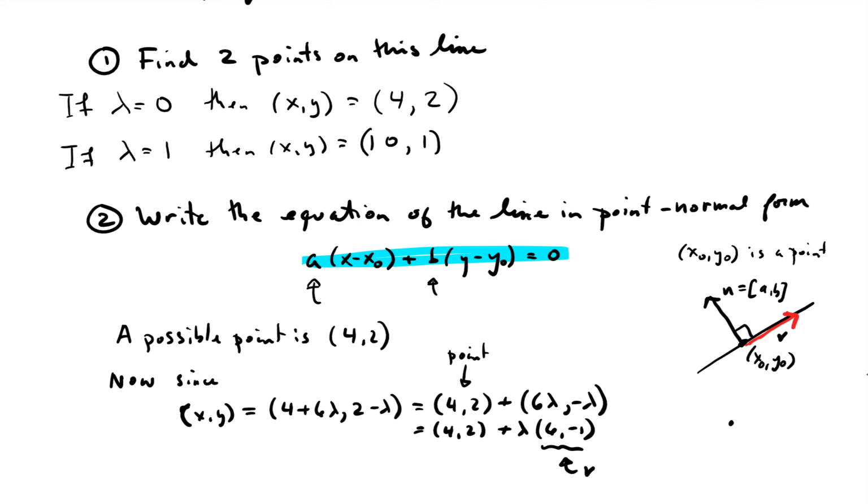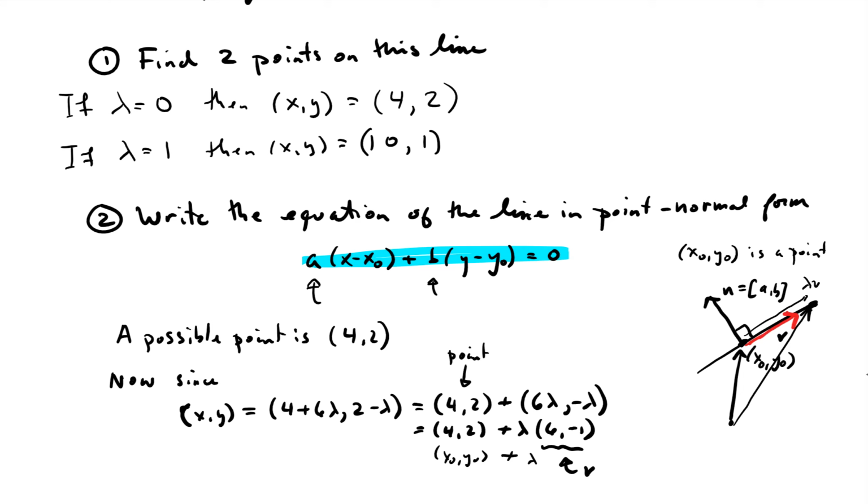So when we have any point xy, we go first to x0, y0, that's our 4, 2, and then we add a multiple of v. So if we want to get, let's say here, this is going to be a multiple of v. So if to x0, y0 we add a multiple of v, we're going to end up here. So we're going to end up with a point on the line.